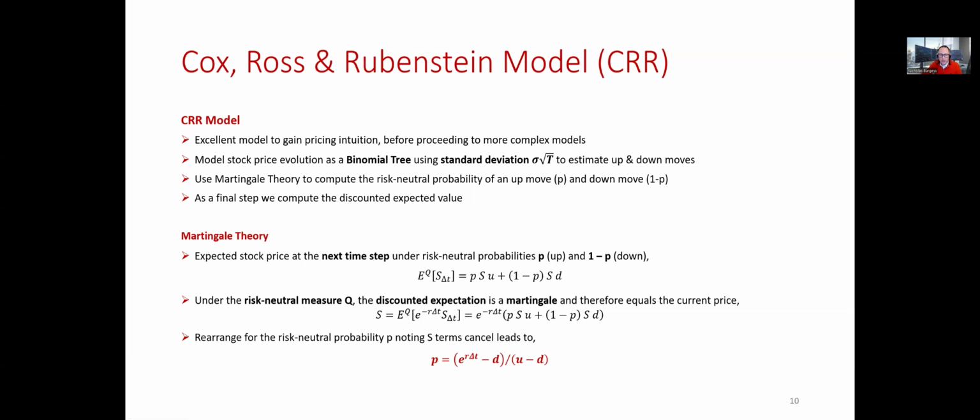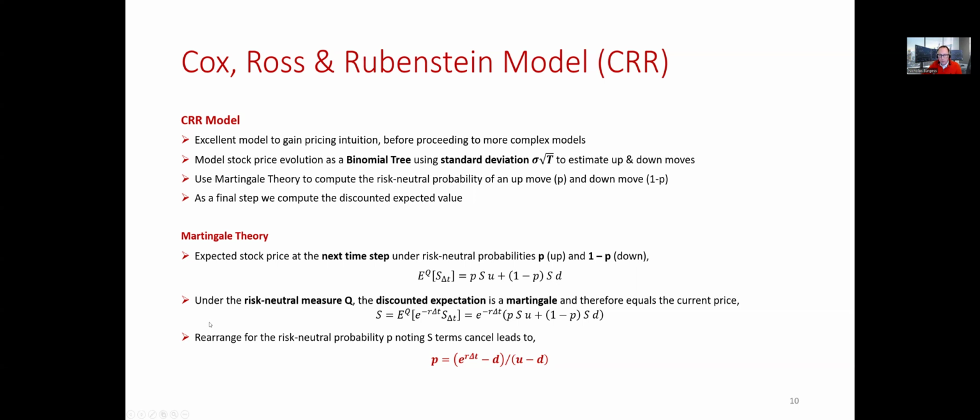We know that the expected value of the stock at the next time step of a tree model is going to be p, the probability of moving up, times the value of the stock price if it moves up, which is S times the up move factor u, plus the probability of a down move times the value of the stock in the down state, which is S times the down factor d. I'll explain why we get these u's and d's shortly. We're using standard deviation.